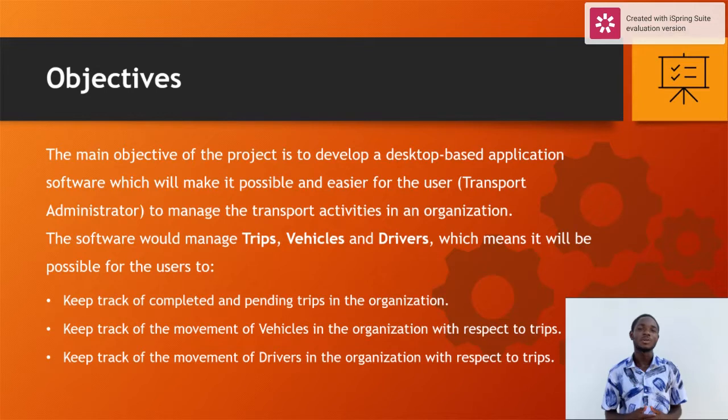Hi, so I'm going to speak on the objectives of the project. The main objective of this project is to build a desktop-based application which is going to help the user, the transport manager, manage the transport activities of the organization. So the software will manage trips, vehicles, and drivers, which means it will allow the user to, one, keep track of completed and pending trips, two, keep track of the movement of vehicles in the organization with respect to trips, and three, keep track of the movement of drivers in the organization with respect to trips.